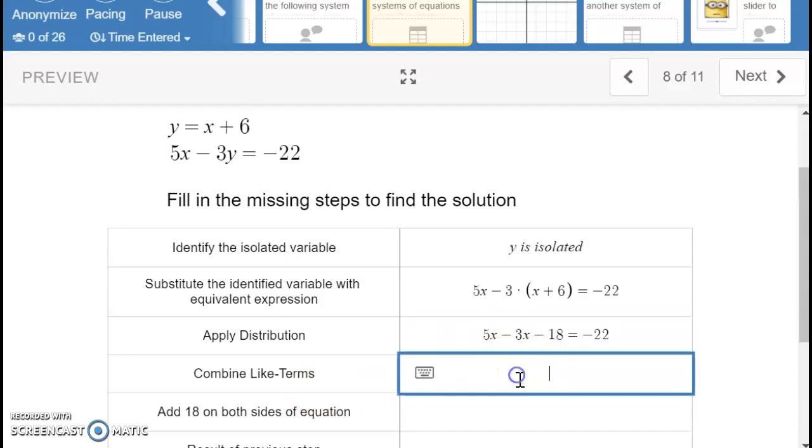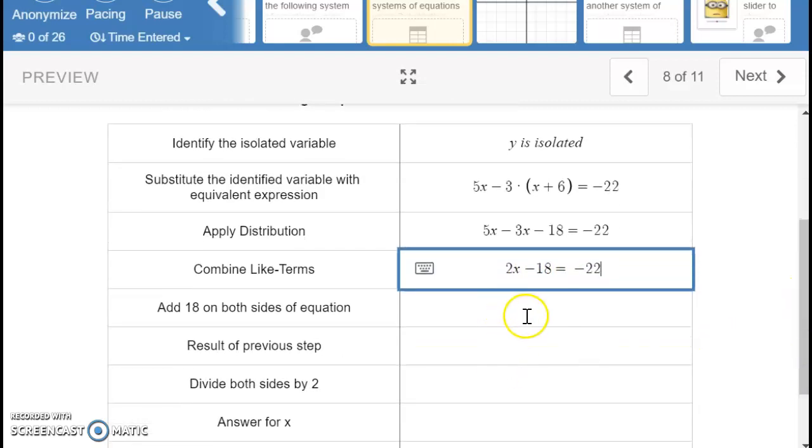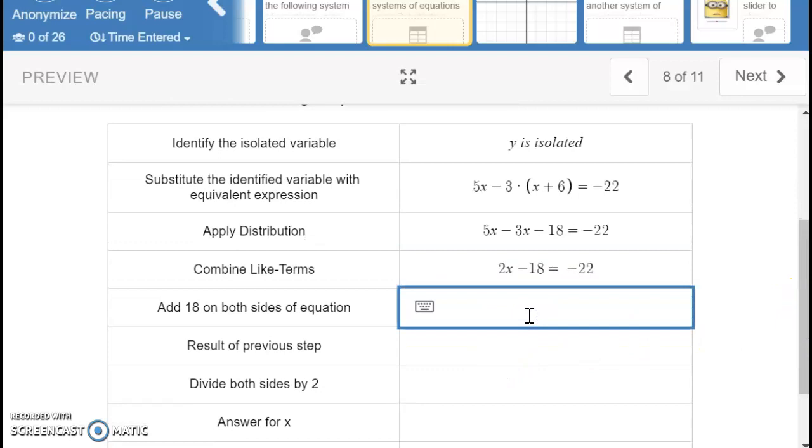5x and negative 3x. So that's going to be 2x minus 18, which still remains because we haven't done anything to it yet, is equal to negative 22. And then add 18 to both sides. Why are we doing that? Because we want to have a variable on one side only. We don't want any variable plus or minus anything. So we want to get rid of addition and subtraction first. So we are going to add 18 to both sides.